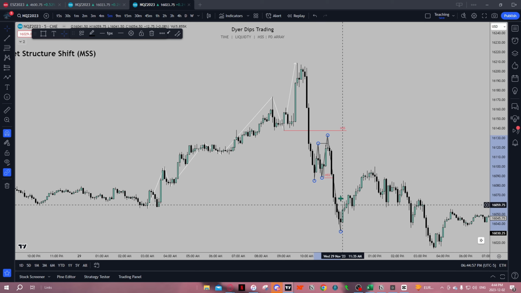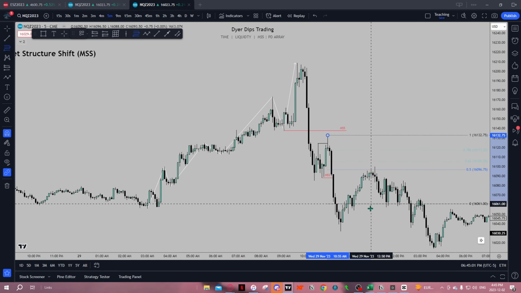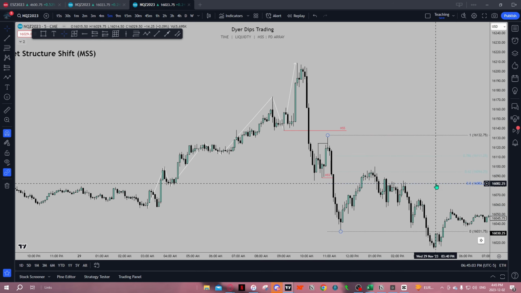Now we've shifted back in line with the higher time frame, so we can look to short. We're going to take our high here down to this low. Anything above this blue line is in a premium and is where we want to short.